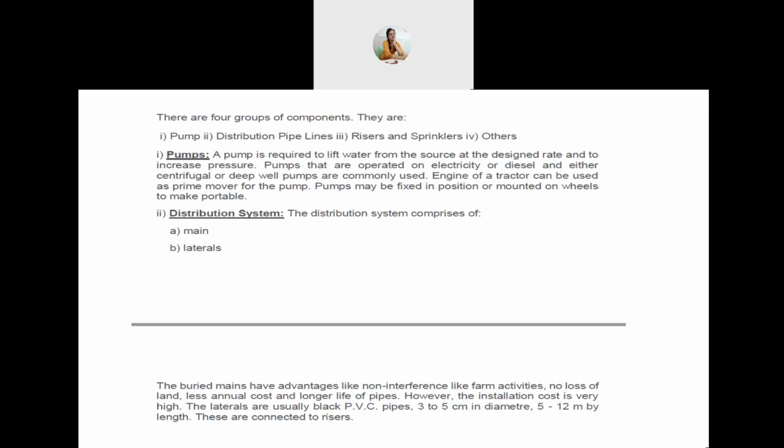The laterals are usually black PVC pipes, 3 to 5 centimeters in diameter and 5 to 12 meters in length. These are connected to risers.